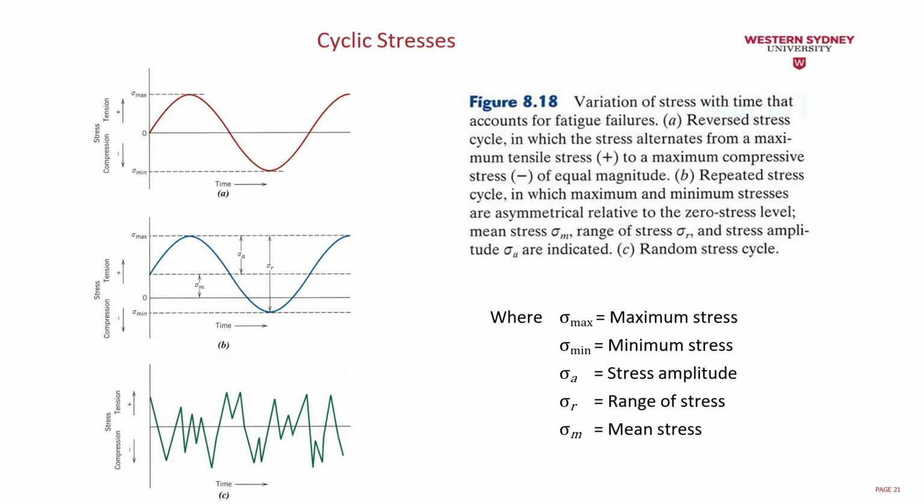Figure B is the repeated stress cycle, in which the maximum and the minimum stresses are symmetrical relative to the zero stress level. The mean stress value, sigma m, the stress range, R, and the stress amplitude, sigma a, are indicated. So the mean stress is not going to be zero; it's going to be above or sometimes lower than zero. In figure C, you can see the random stress cycle, which is going to be the most dangerous one.